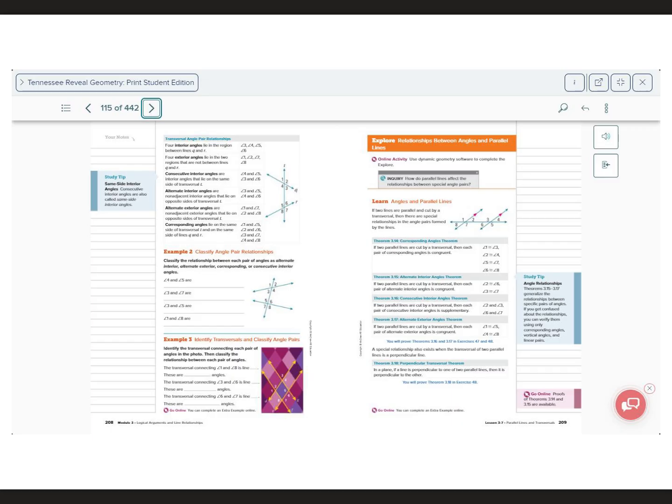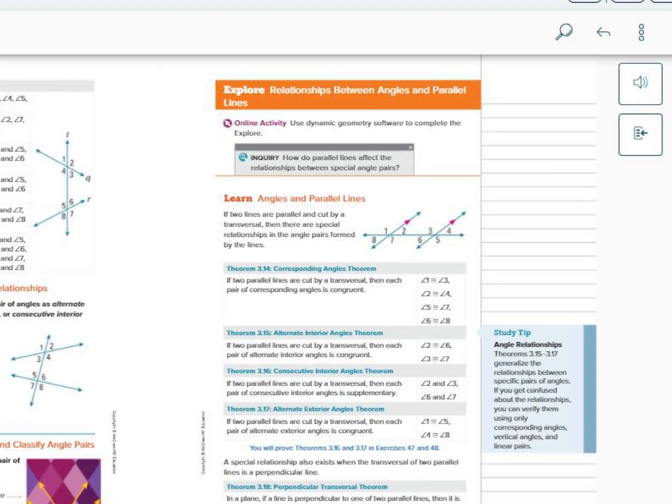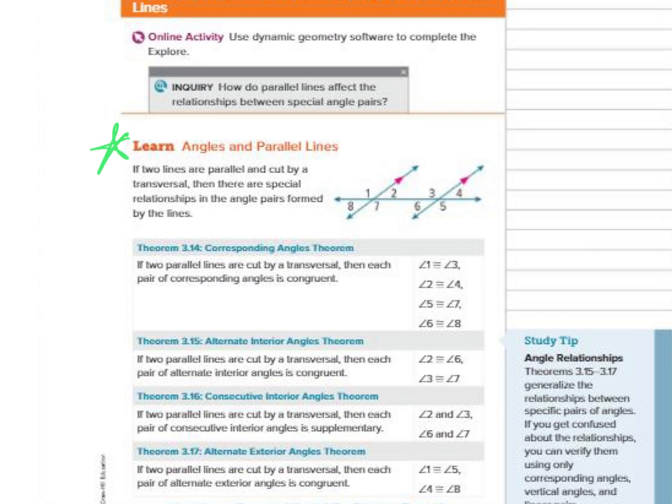All right, we're going to go on to the next page, on page 209 here. We are going to look at the learn portion where it says learn angles and parallel lines. So what we're focusing on today is when I have two parallel lines and I have a line that cuts through them. First of all, the line that cuts through those two parallel lines has a special name. We call that a transversal. And that's all it means. It just means a separate line that is cutting through those two parallel lines.